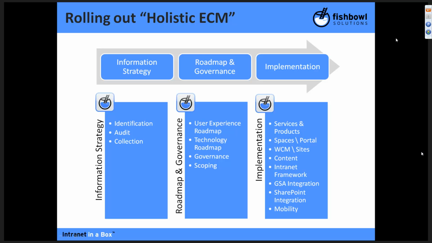The second stage of that is the roadmap and governance. We offer the user experience roadmap, technology roadmap, governance and scoping that helps take that information strategy and apply it to a solution. In this case, Internet-in-a-Box is one of those solutions. Implementation is where Fishbowl continues to fit in as well in terms of services and products, some of which John talked about earlier. But it's leveraging spaces and portals, web content management sites, content, internet frameworks, GSA integration, SharePoint integration, and mobility. Those are the key elements of those offerings to help drive that delivery channel of consumption.